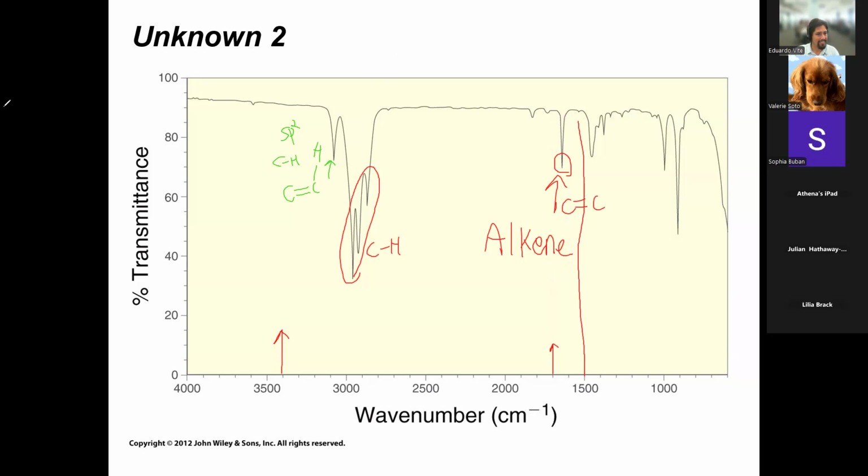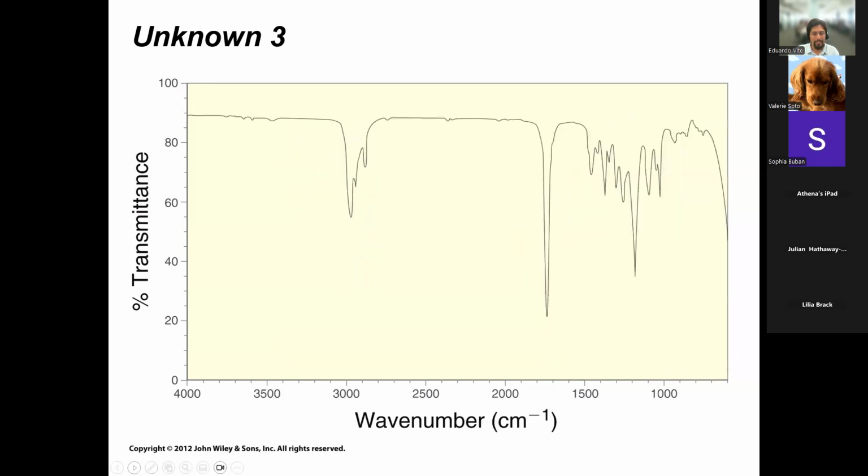Okay, let's see. Here's another one. Right away, I can tell what this is, right? What does this contain? There is a strong peak at around 1700. What is that?